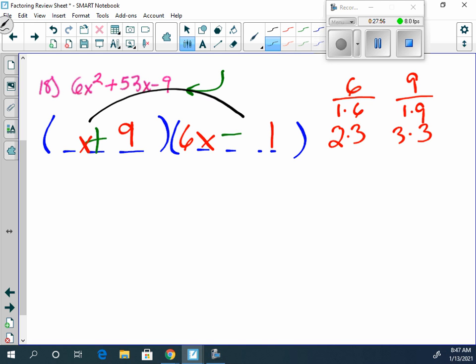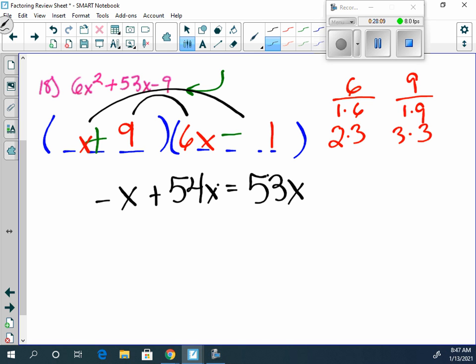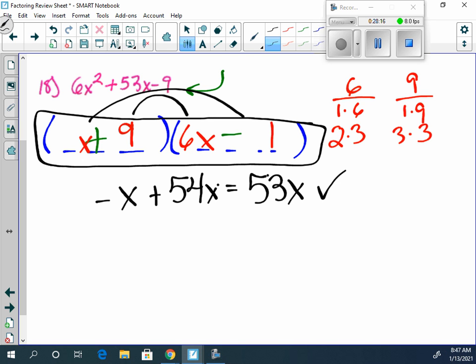Well, x times negative 1 will be negative x. 9 times 6x will be plus 54x, which negative x plus 54x is positive 53x, which is what we wanted. And these here are our answers. Questions on this?